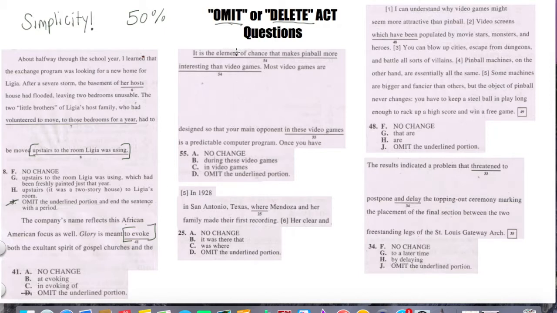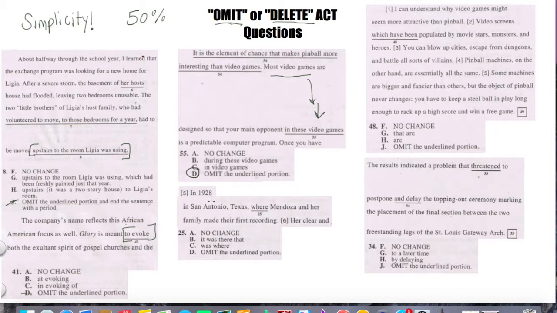You're probably thinking, geez, what do these guys know? Doesn't look like this ever happens. Wait and see. Here we go. Number 55, which is this part. The sentence reads, most video games are designed so that your main opponent in these video games is a predictable computer program. Aha, well, if we say most video games up here, it follows that we don't need to repeat ourselves again down here. So, omit is the right answer here. The sentence would read, most video games are designed so that your main opponent is a predictable computer program. Okay, well that sentence makes sense. Simplicity rules, omit is the right answer.